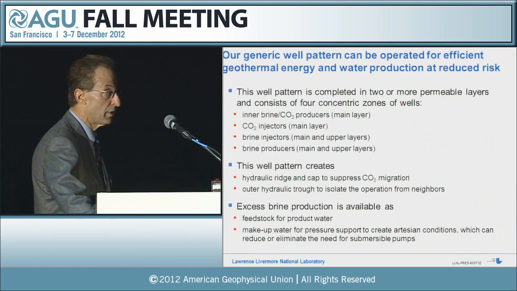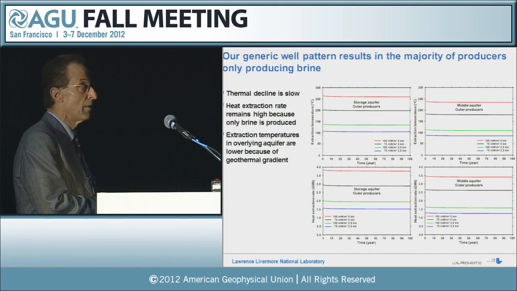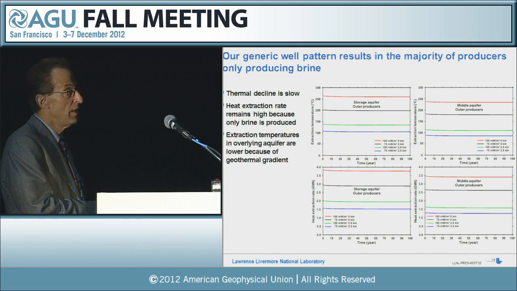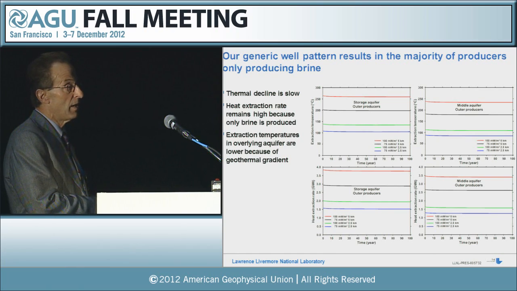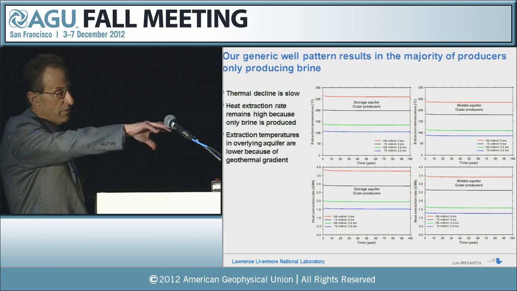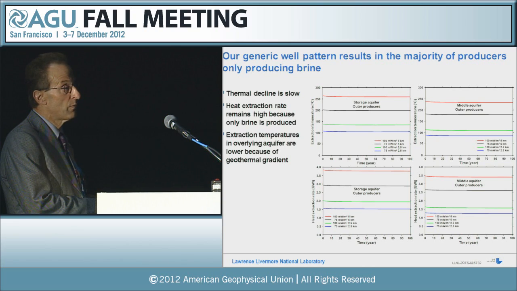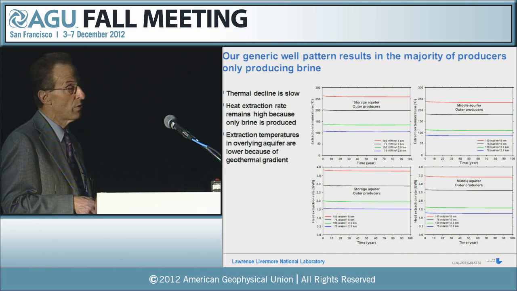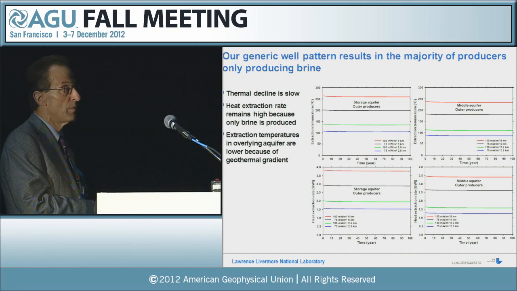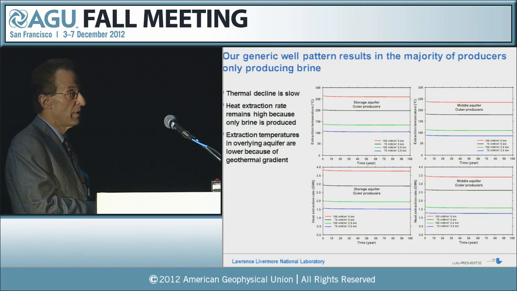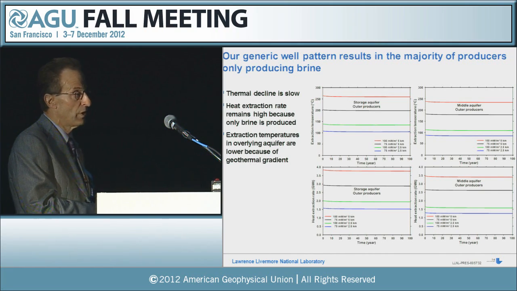So with this particular system that I'm showing here, we have 56 additional brine producers, 28 in the lower formation and 28 in the upper formation. And we also find that because we have this hydraulic ridge sitting around the CO2 injectors, the producers in the lower aquifer never see CO2 because they're protected by that hydraulic ridge. Whereas in the middle aquifer, these producers also never see CO2 because we're not injecting CO2 in that formation. So these extraction temperatures decline very, very slowly because of the wide spacing, and we can recover geothermal energy for a very long period of time.